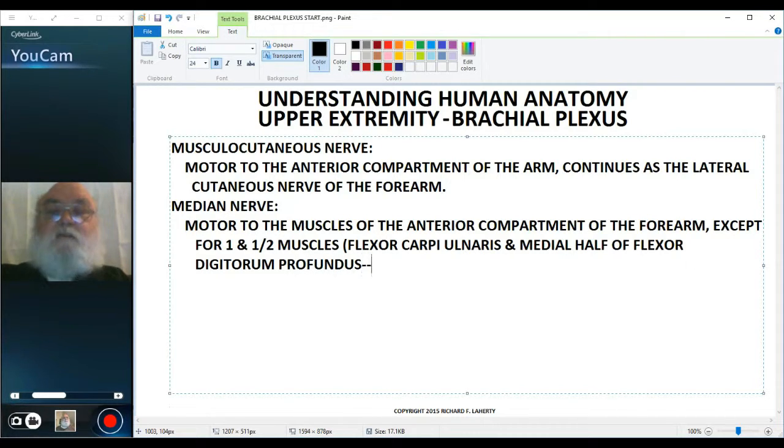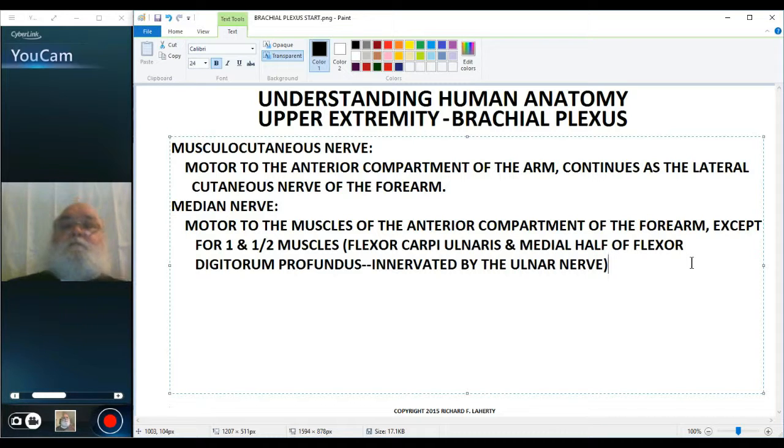And these exceptions are innervated by the ulnar nerve. What this means is that flexor digitorum profundus is innervated by both the median and ulnar nerve. Only half of it is innervated by ulnar, the other half is by median.